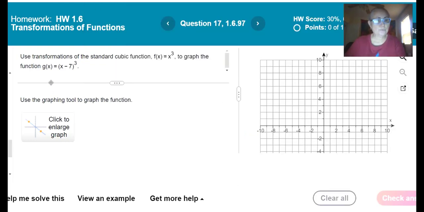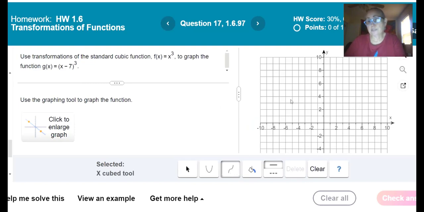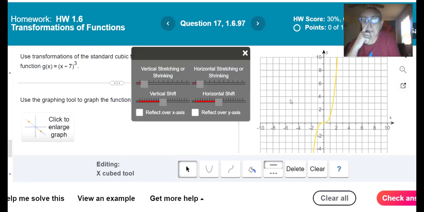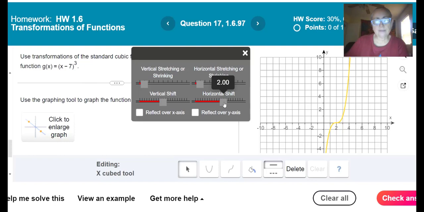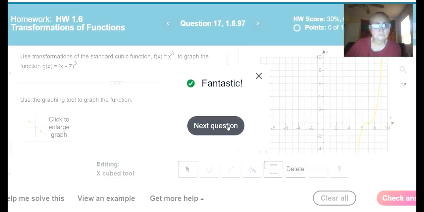Okay, so we click on the graph, and here's our little cubic. Now, the first time you do this, you have to experiment. I clicked anywhere, and it's like the quadratic. It puts it there. We don't have to worry about putting the vertex. It's going to put it for us. And then we've got to go horizontally to the right 7. So horizontal shift, and this time they don't let us put the number in. They make us do it manually. You got to get used to these problems just by trying them and then checking them.